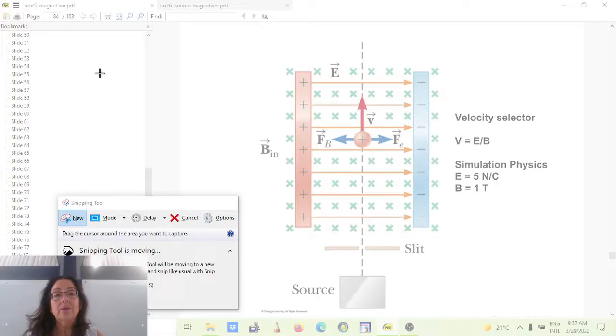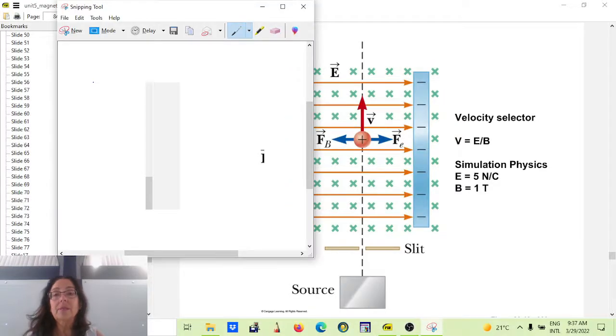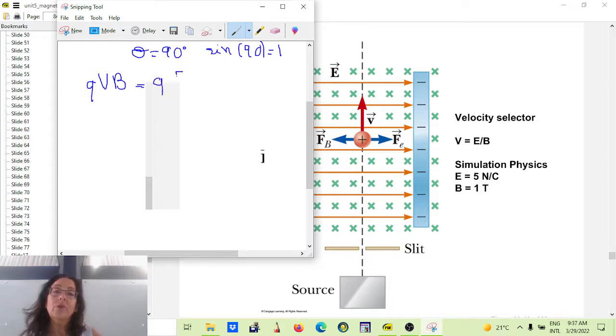But you see that the magnetic force here equals QVB, because the angle between V and B is 90 degrees, so the sine is 1, equals the electric force here, which is QE. So you can cross out the charge and you have VB equals E in magnitude. So you can have V, the velocity, equals E over B.